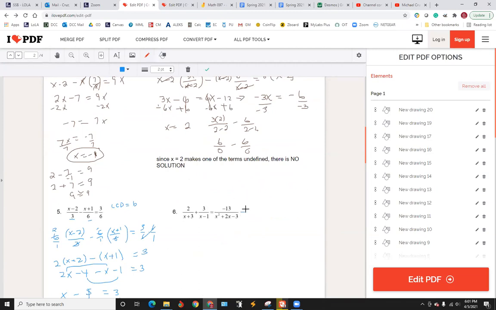All right, I'm going to rewrite this one to make it a little bit easier to find the LCD.